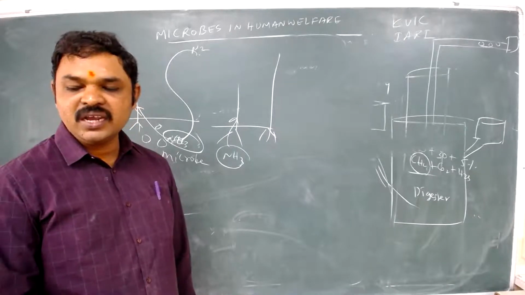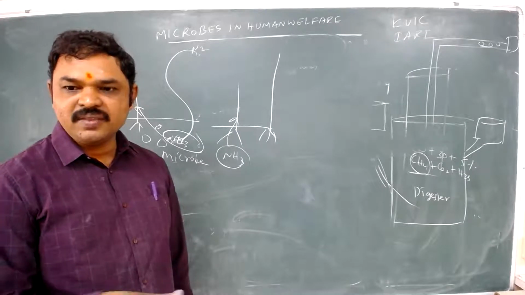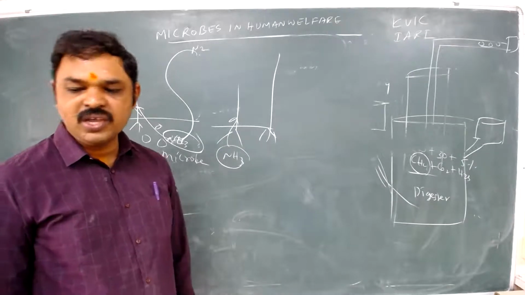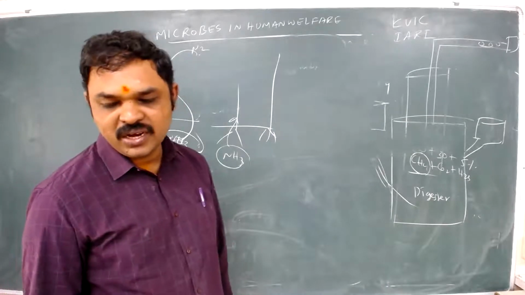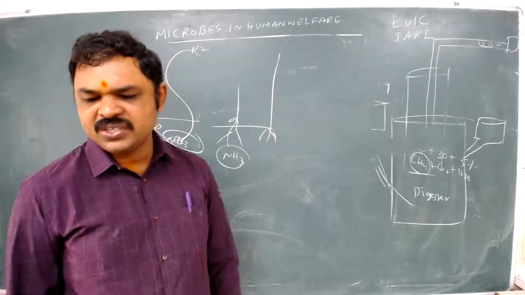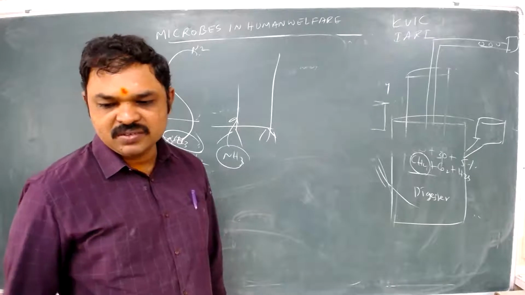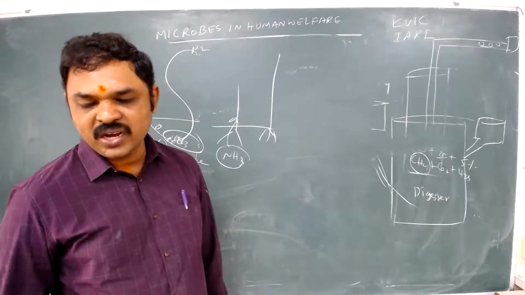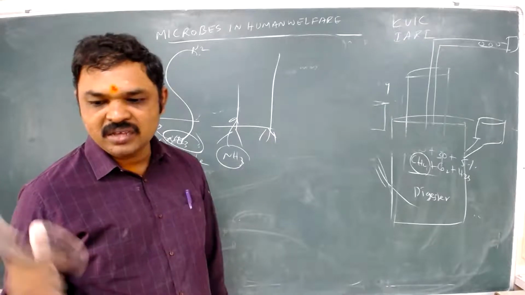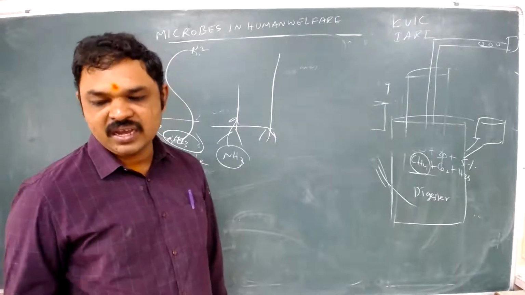Legume means green gram, Bengal gram. These are the legumes. Pulses, red gram, and groundnut come under the legumes. One more thing is cyanobacteria. Cyanobacteria are also called blue-green algae. Nostoc, Anabaena, Aulosira are blue-green algae.